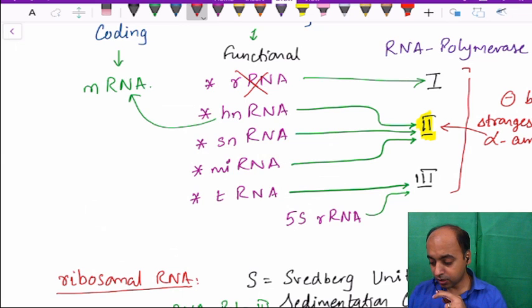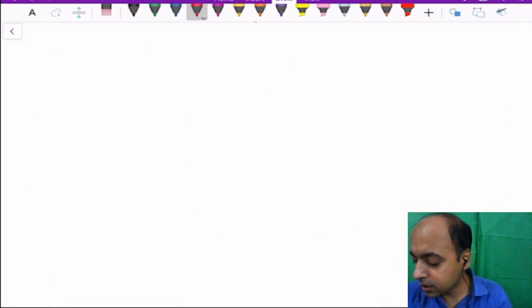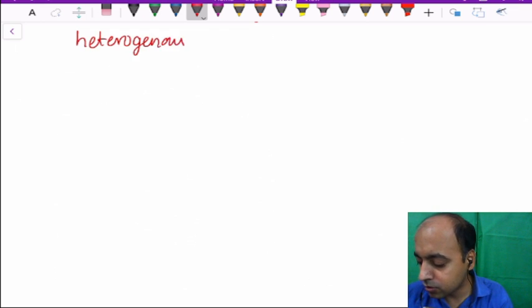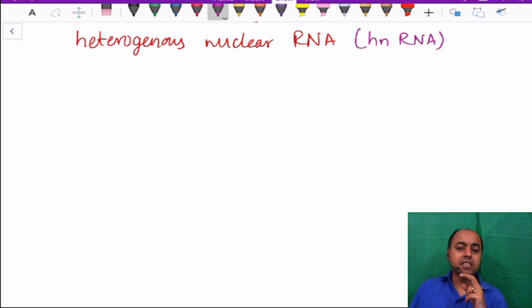Okay, let's talk about the HNRNA. The HNRNA stands for heterogeneous nuclear RNA. This is a group of RNA present inside the nucleus which have variable size. Generally, a particular class of RNA will have a similar size, but this class of RNA has a large number of varying sizes, and that is why we call it the heterogeneous nuclear RNA. The term heterogeneous here relates to the different sizes of the different members of this family.